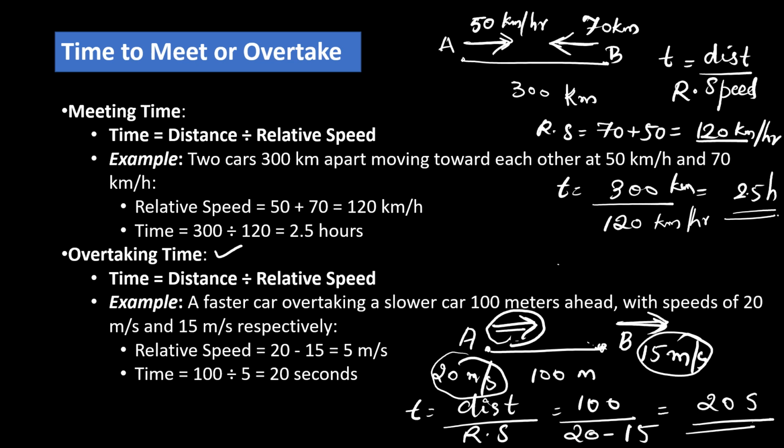This is about the meeting time and overtaking time. That is, meeting time is distance divided by relative speed, and overtaking time is also distance divided by relative speed. Here, since they are moving towards each other, the relative speed would be the sum of these two speeds. And in the second case, since they are moving in the same direction, the relative speed would be the difference of their speeds.